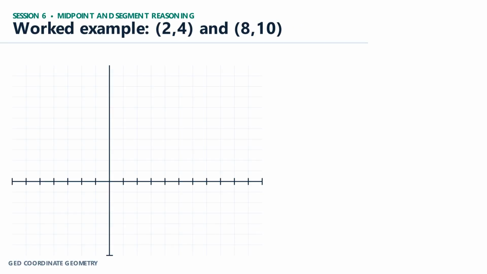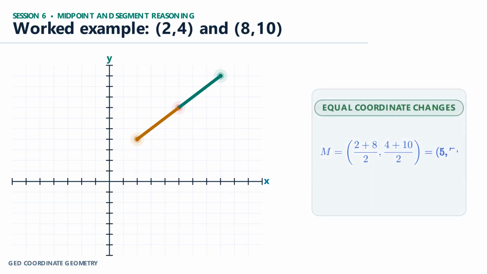Find the midpoint of (2, 4) and (8, 10). Average the x values. 2 plus 8 is 10. Divided by 2 gives 5. Average the y values. 4 plus 10 is 14. Divided by 2 gives 7. The midpoint is (5, 7). Check the coordinate changes. From the first endpoint to the midpoint is right 3 and up 3. From the midpoint to the second endpoint is also right 3 and up 3.